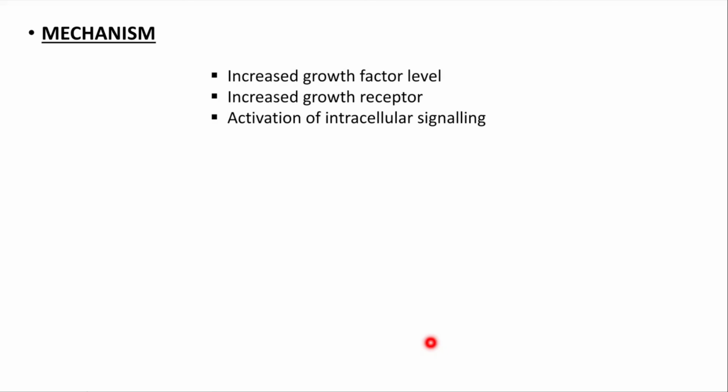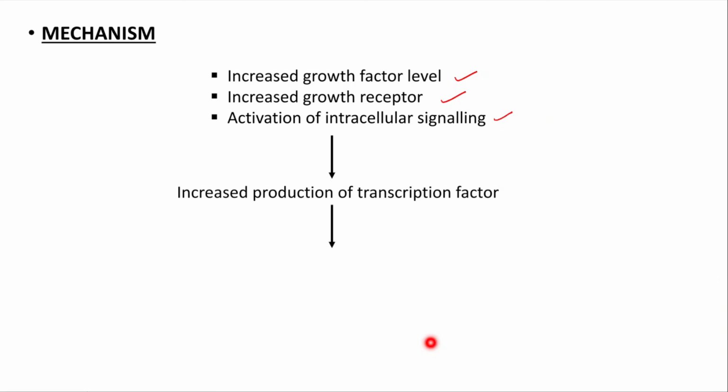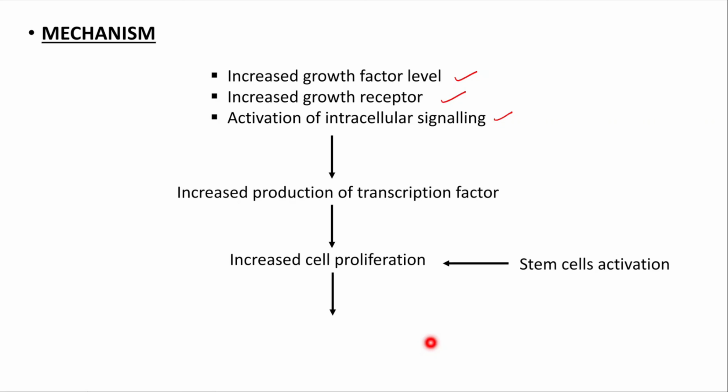Now, how is hyperplasia caused? Hyperplasia is mainly caused because of three things: increased growth factor level, increased growth receptor level, and activation of intracellular signaling. All these three things cause increased production of transcription factor within the cell, which in turn causes increased cellular proliferation. Also, in some tissues, there can be stem cell activation, which in turn results in increased cell proliferation. Because of this increased cell proliferation, the number of cells within the tissue increases, thereby resulting in hyperplasia.